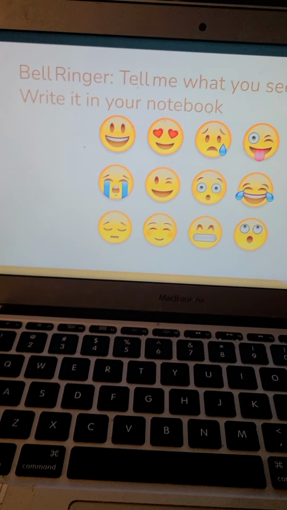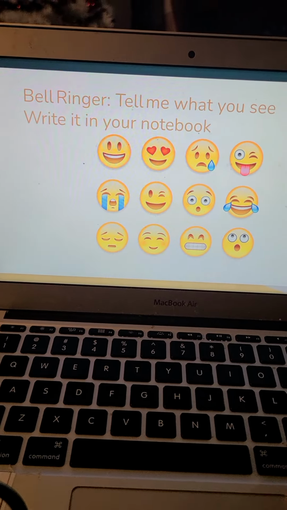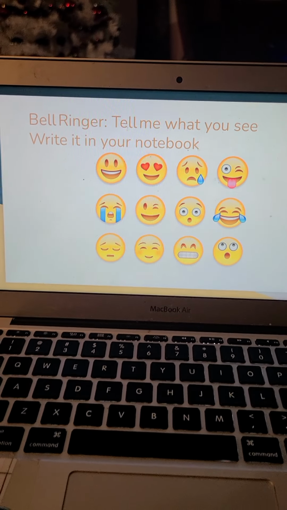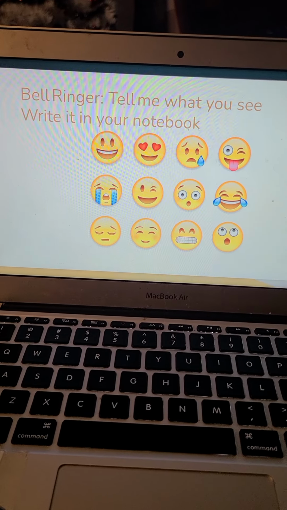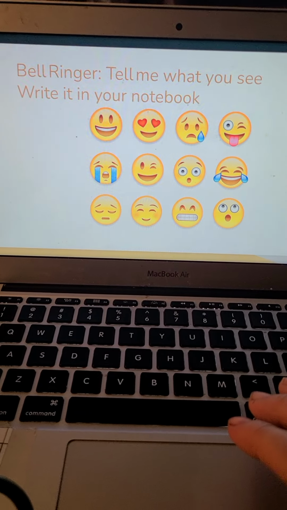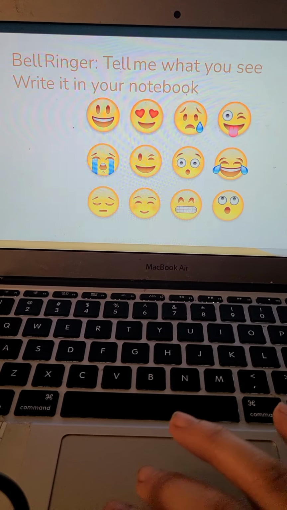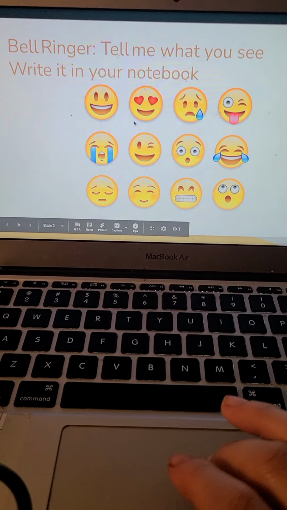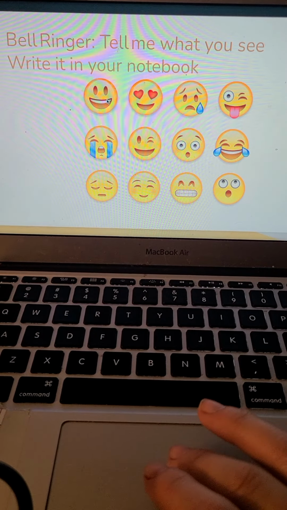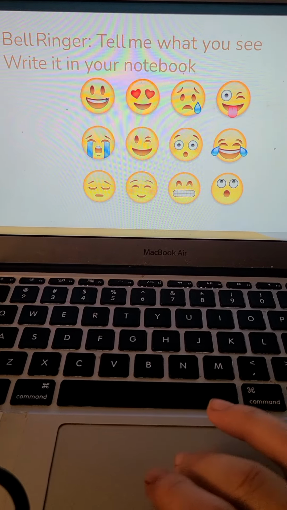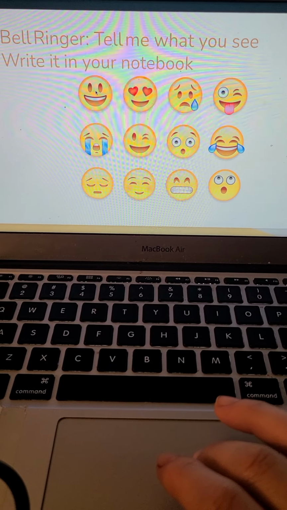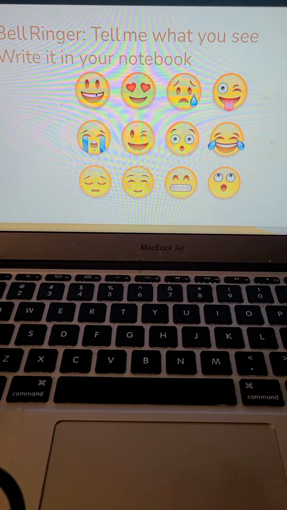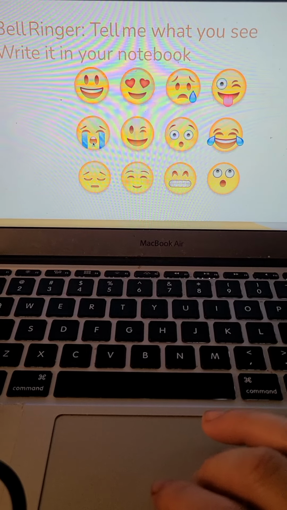Then the next one is my bell ringer. And as you can see, this is just what is going to be displayed on the board when the students walk in. It's just telling them to write what they see in the notebook. What they see is just many faces showing an emotion. For example, this one is a happy face, or this one is a sad face.